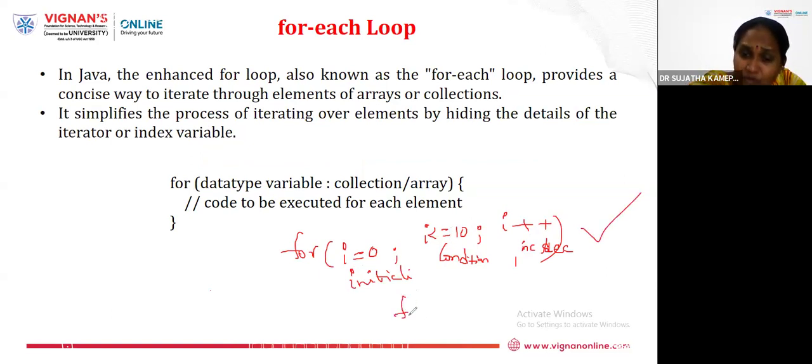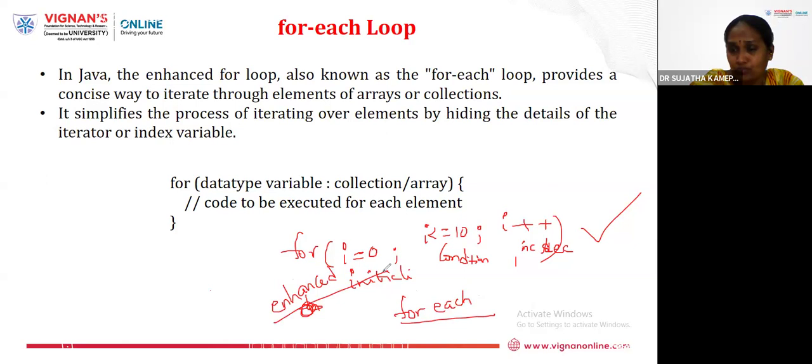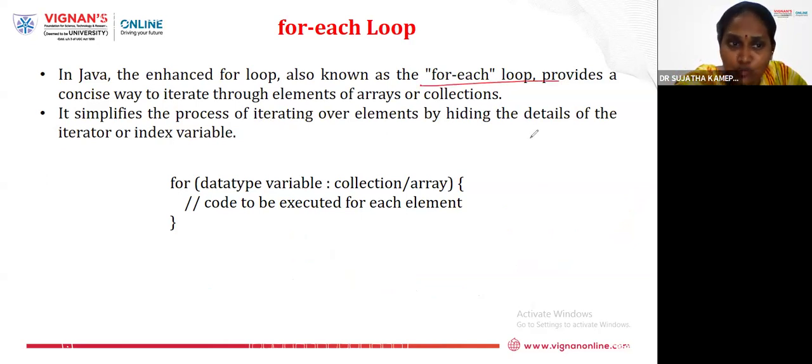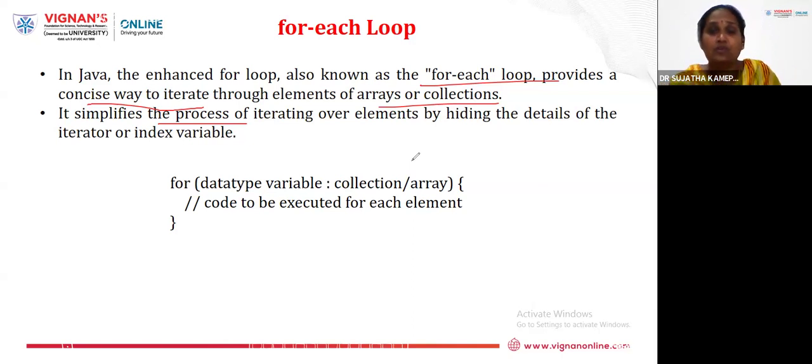But what about the for each loop, which is also called the enhanced for loop? How can this enhanced for loop be used? The enhanced for loop, also known as the for each loop, provides a concise way to iterate through the elements of an array or collections. It simplifies the process. For iterating over the elements of an array, if it is a single dimensional array, we use one for loop. If it is a two dimensional array, we use two for loops.